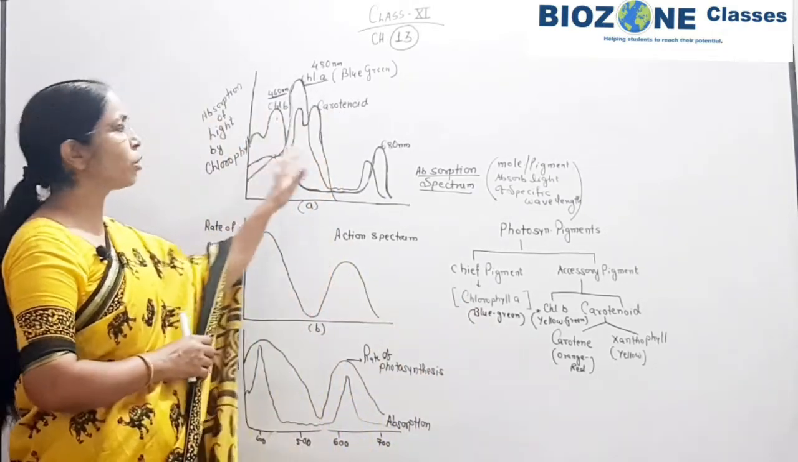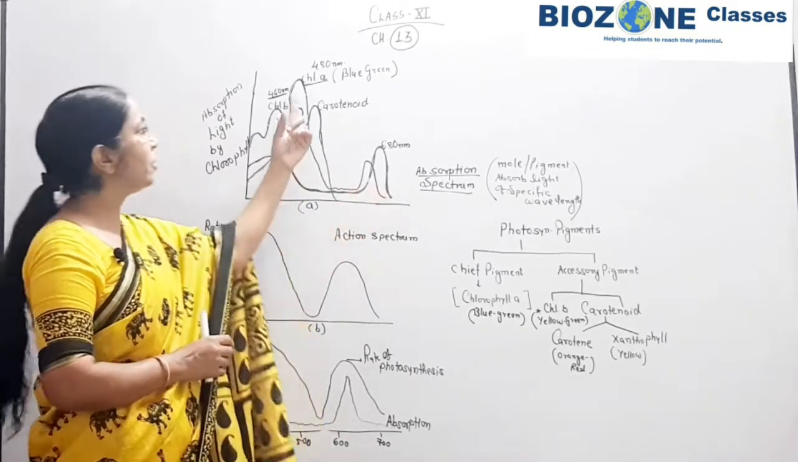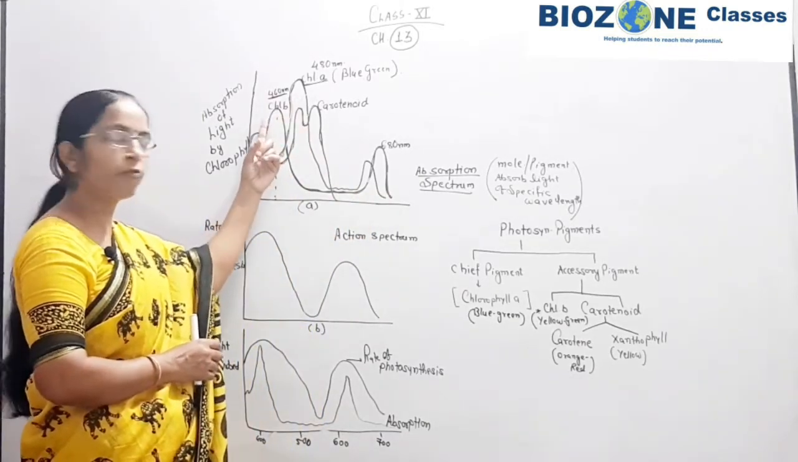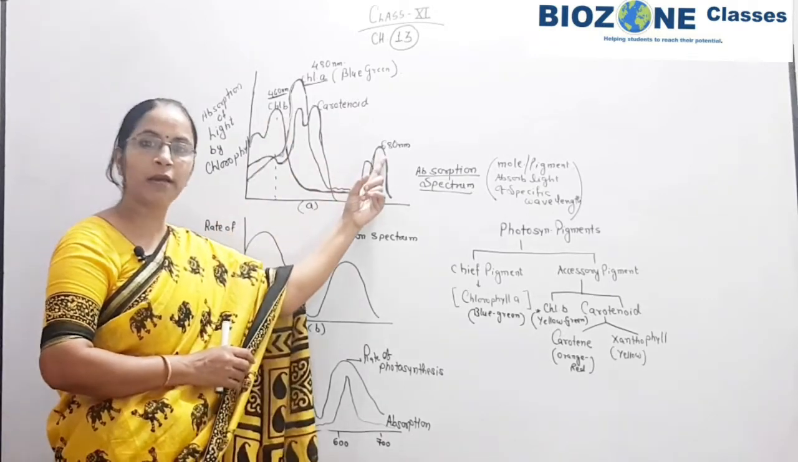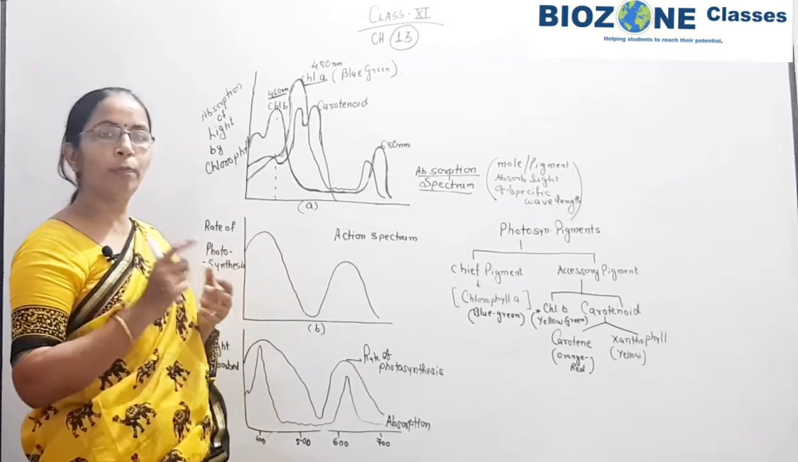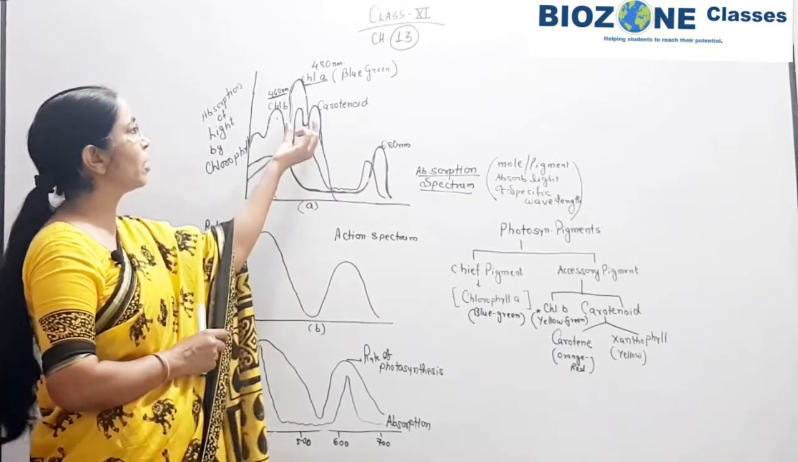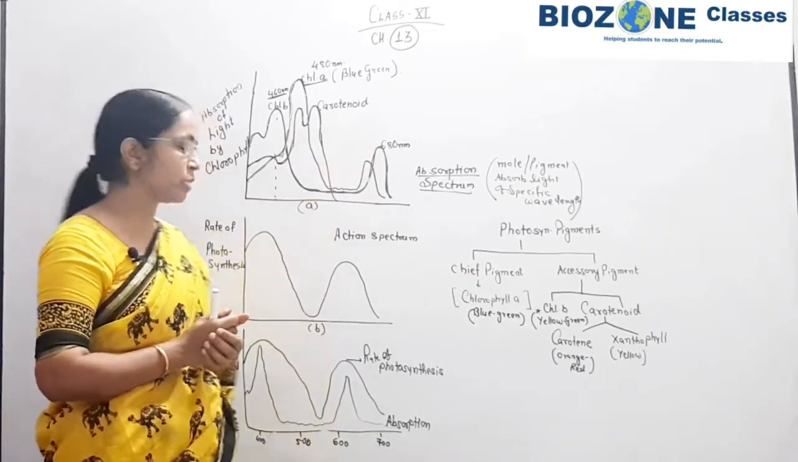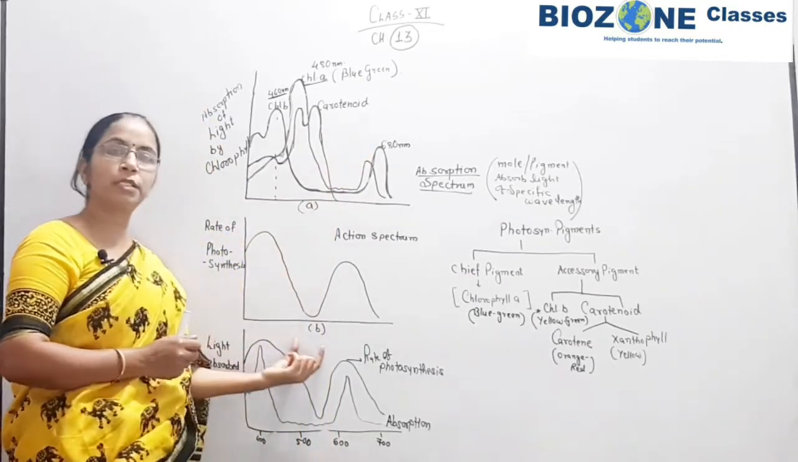Now the peaks you remember in this way: the highest peak is of chlorophyll A. After that, chlorophyll B shows the two highest peaks at different wavelengths, and the third peak, where the two peaks coincide with each other, is for the carotenoid. In this way you remember this graph. Now we come towards the second graph.